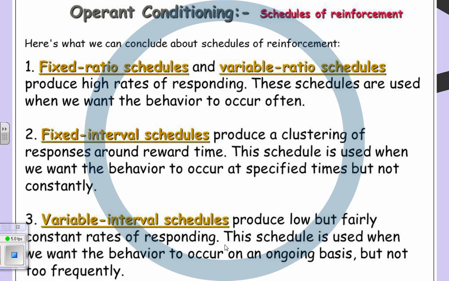Variable interval schedule produces low but constant rates of responding. Okay? It's used when we want this behavior to occur on an ongoing basis. Okay, so I want you to constantly do the same behavior, but not so often. So I'm doing this. I'm using this schedule of reinforcement.